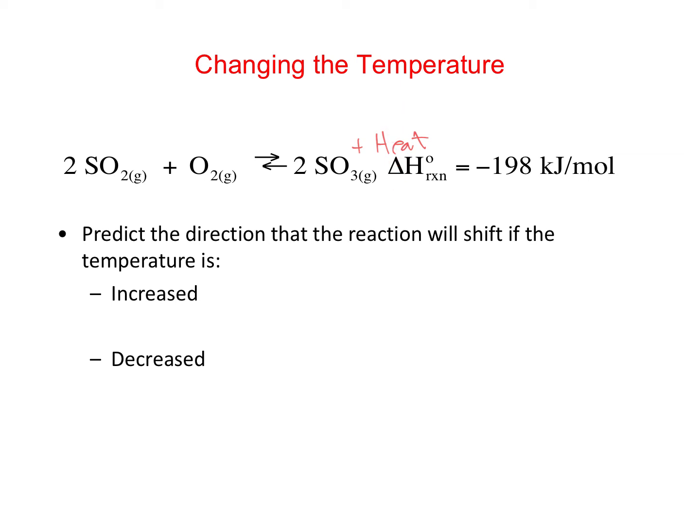All right, and so if we then increase the temperature of this reaction, that's like adding heat. Since heat in this case is a product because it's exothermic, to respond to that, the reaction is going to shift to the left. And then if the temperature is decreased, that's akin to removing heat from the system. And so to replace that, the reaction is going to run to the right.